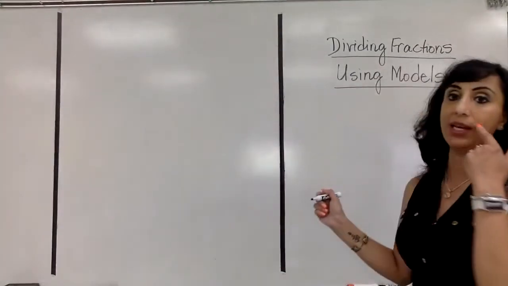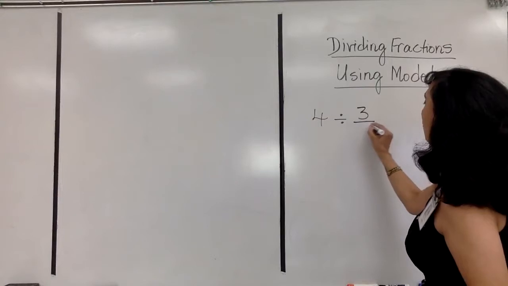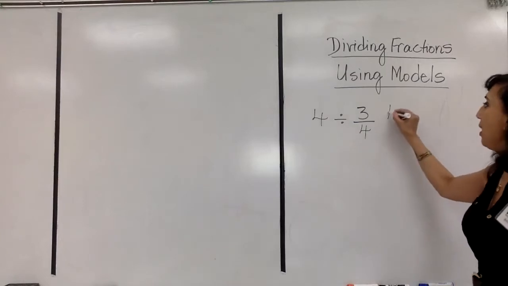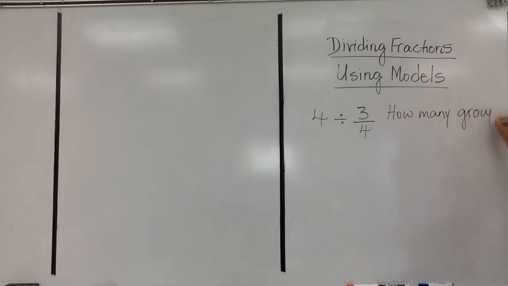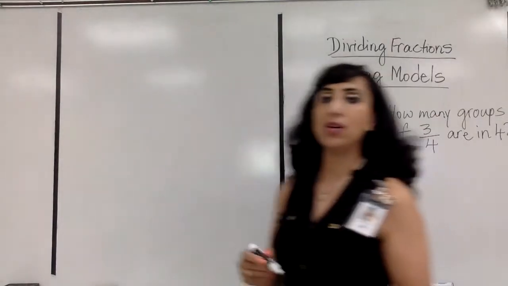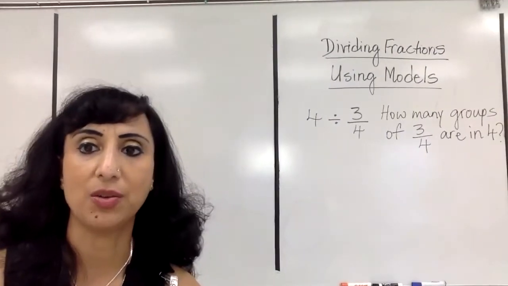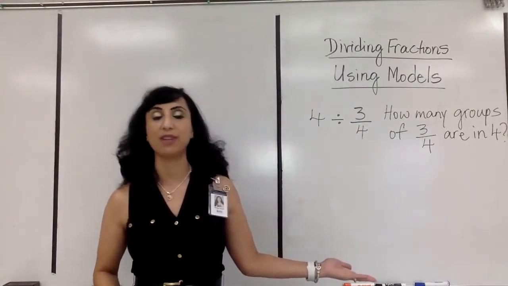Okay, so if I give you something like 4 divided by 3/4, what I'm trying to find is how many groups of 3/4 are in 4. Please remember, we don't always have to get a whole number as our quotient, okay? We can sometimes get a remainder when we are doing fraction models. That is perfectly all right, okay?